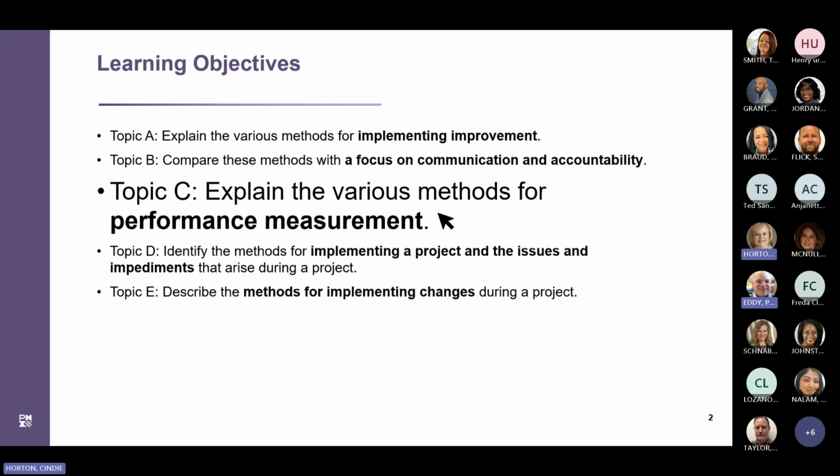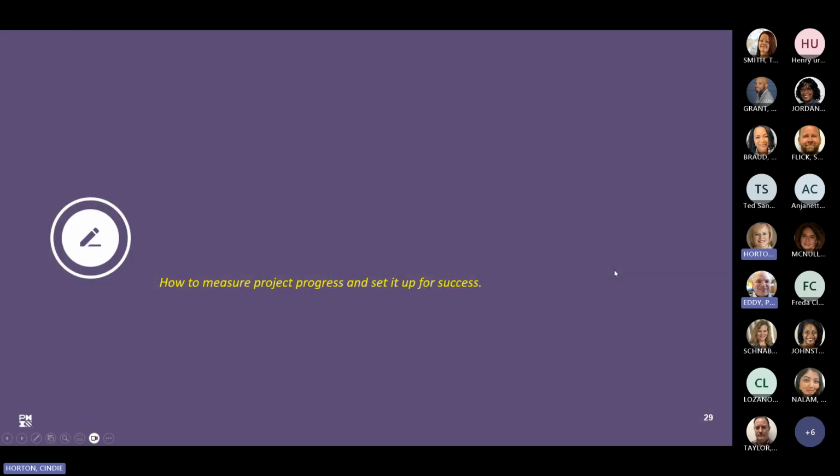Topic B covered comparing methods for improvement and focusing on communication and accountability. In this session, topic C, we're going to be explaining the various methods we can use for performance measurement. So let's get started with understanding more about how to measure project progress to set it up for success.